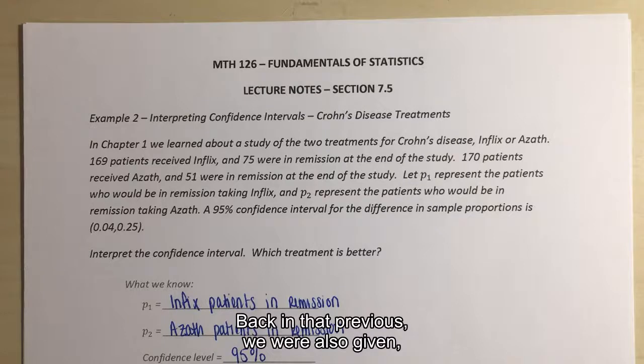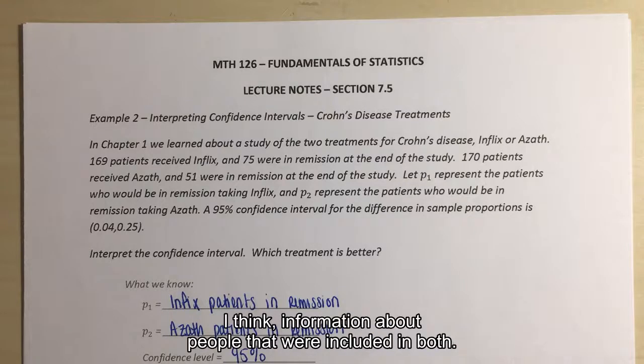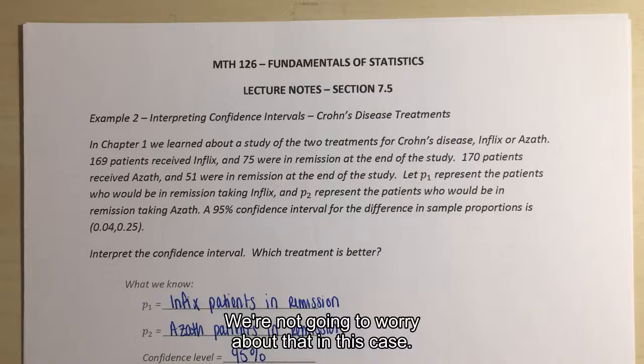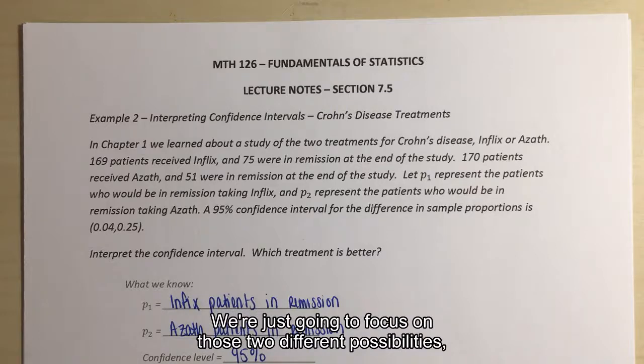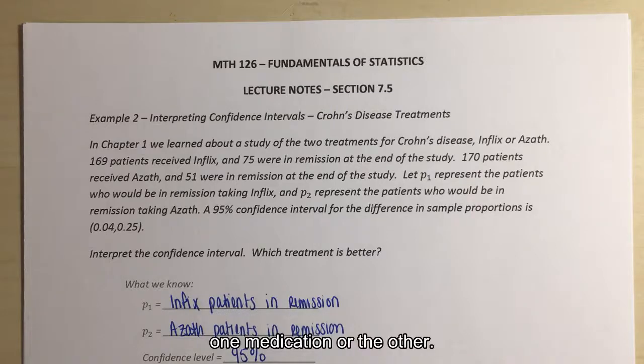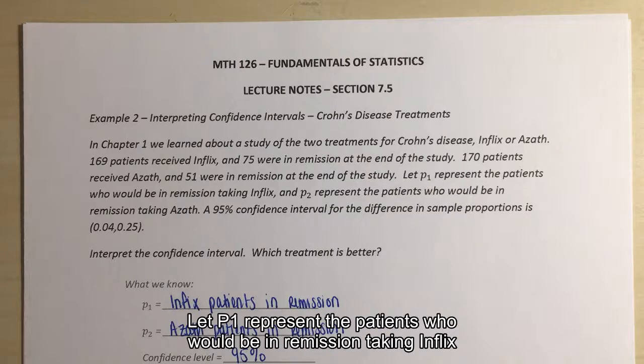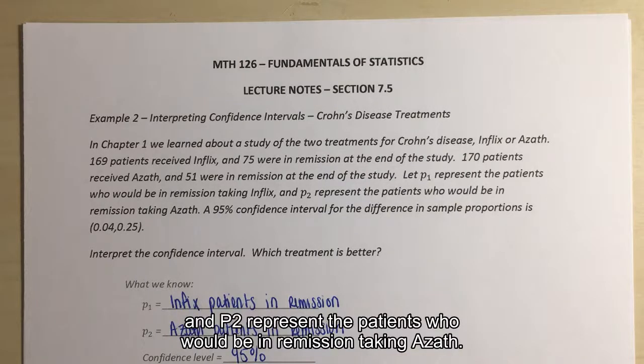Back in that previous chapter, we were also given information about people that were included in both. We're not going to worry about that in this case. We're just going to focus on those 2 different possibilities, one medication or the other. So let P1 represent the patients that would be in remission taking Inflix, and P2 represent the patients who would be in remission taking Azath.